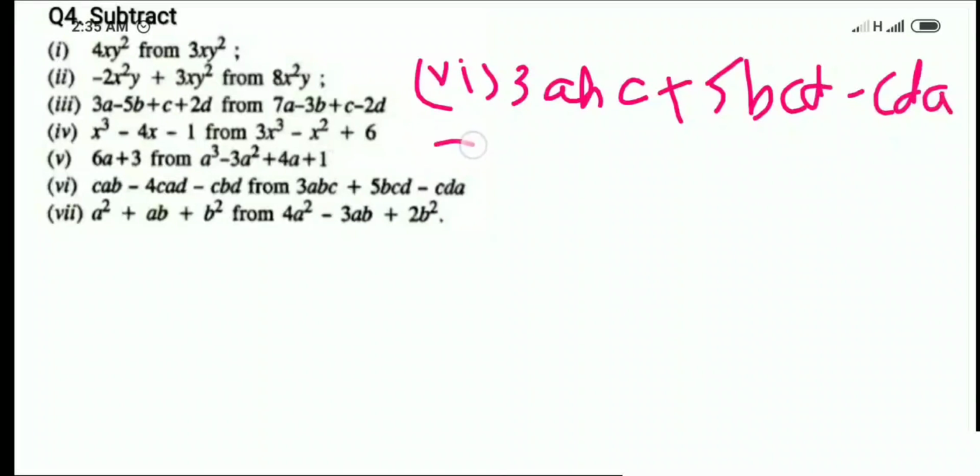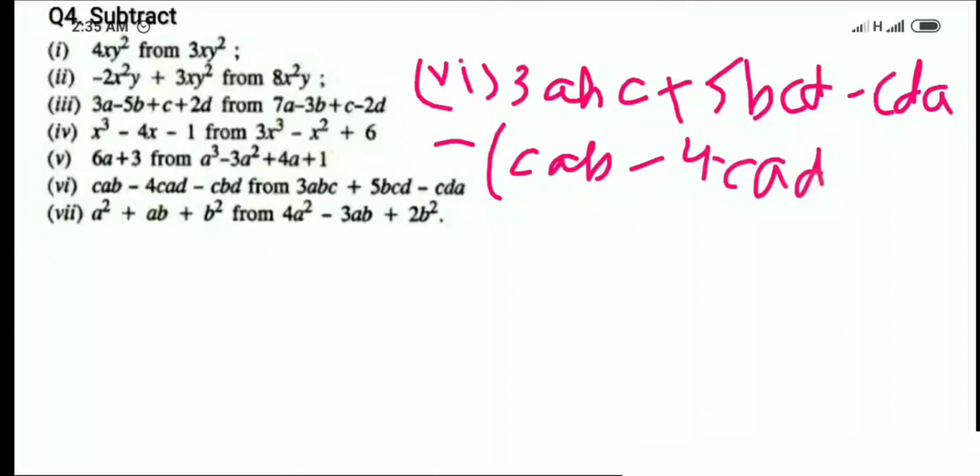We have to subtract from 3ABC plus 5BCD minus CDA. Keep within bracket CAB minus 4CAD plus CBD. This will become plus and this will become minus.